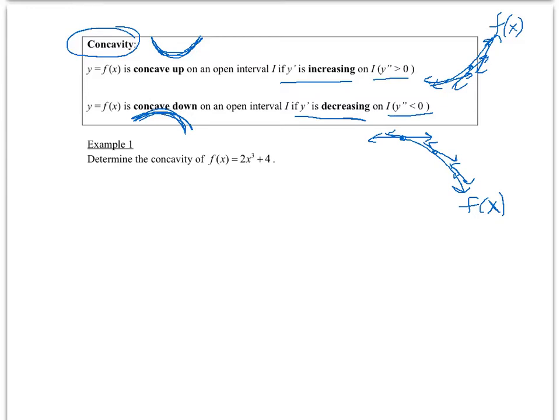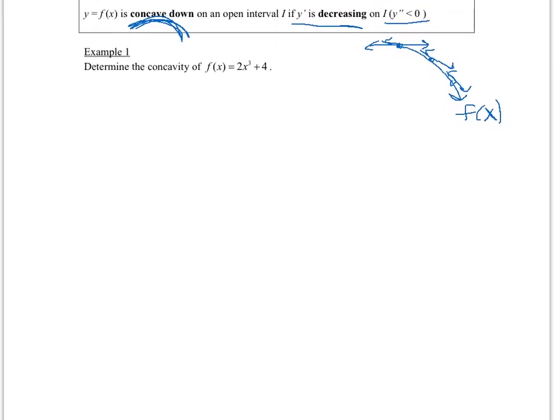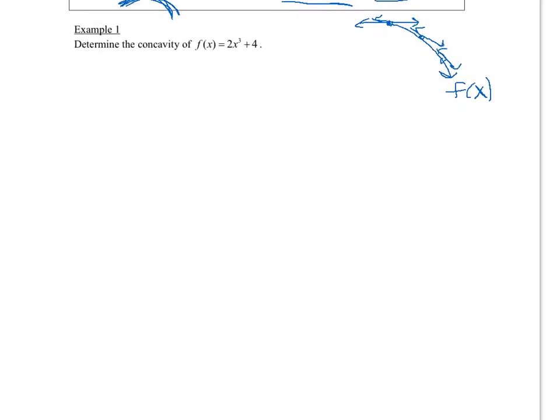Okay, so example 1 is asking you to determine the concavity. This is very similar to what we did when we did finding maxes and mins and increasing, decreasing, only we're just talking about the second derivative values. So the first thing is the function itself is always continuous. It's a cube function. There's no even roots, there's no logarithms, and there's no denominators that could present domain errors.